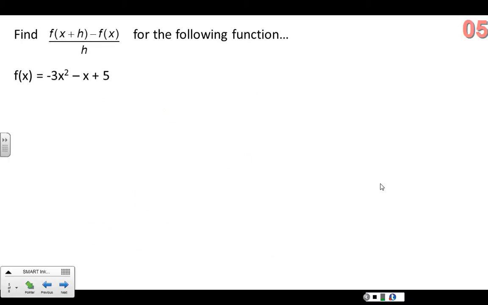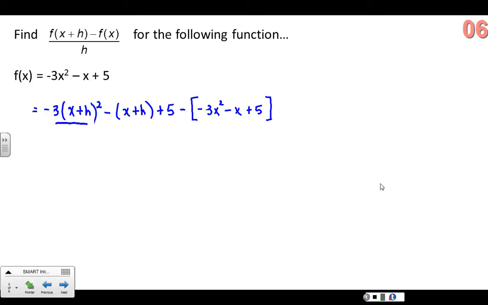Okay, here's another function. I just want to work several examples of this problem so you'll have an idea of what you're doing. So f of x plus h, we're going to have negative 3 times x plus h squared minus x plus h plus 5. Then we're going to subtract the original function, so minus f of x, so minus negative 3x squared minus x plus 5. And of course, that is all divided by h.